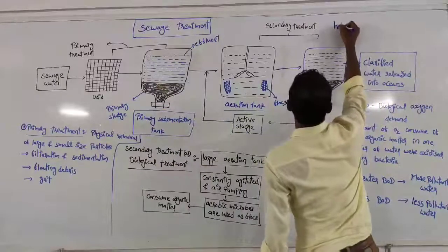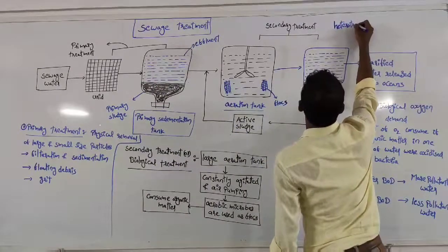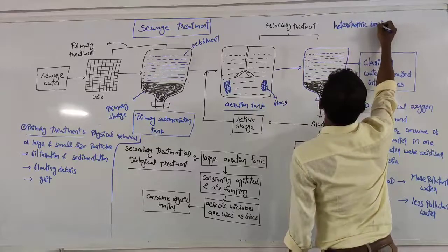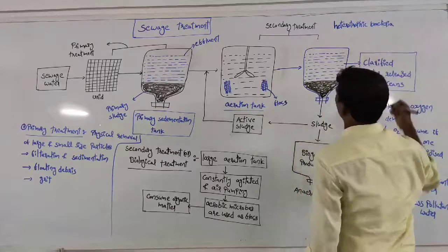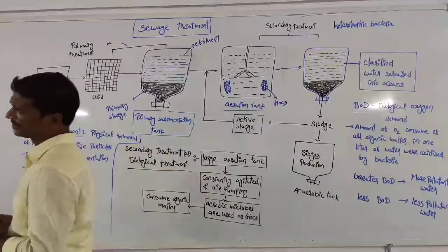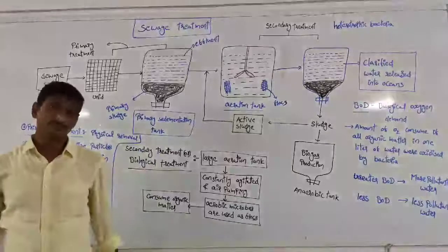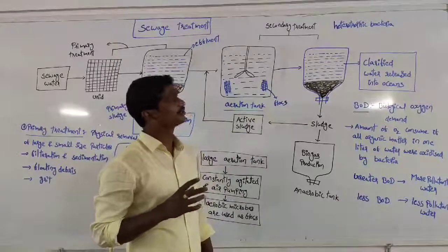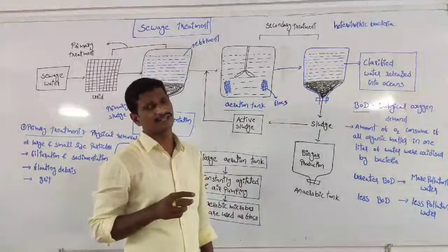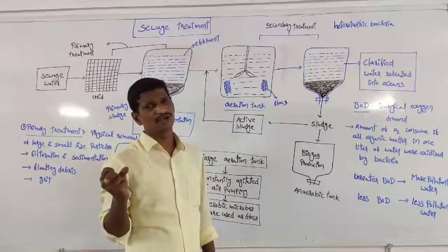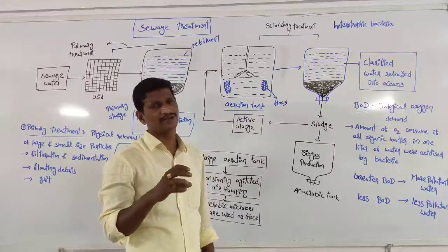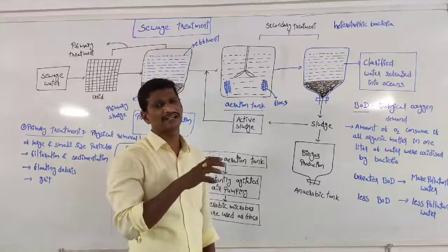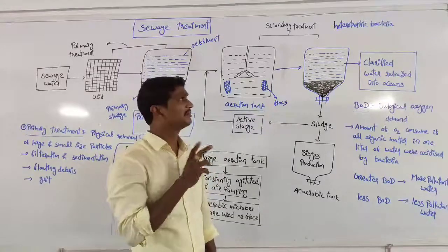Sewage treatment is majorly done by heterotrophic bacteria. In the sewage treatment process, we are using heterotrophic bacteria. These bacteria are involved in the consumption of the waste organic content that is present in the water. That organic content is consumed by the bacteria.